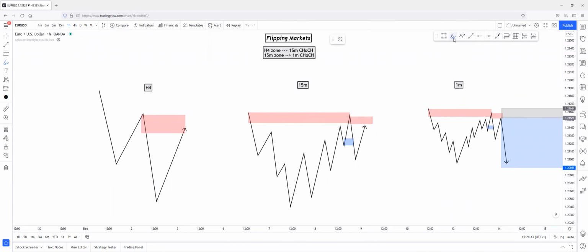So once more, if you see a 4-hour zone, you will have to wait for a 15-minute change of character inside of that zone. If you see a 15-minute zone, you will have to wait for a 1-minute change of character inside of that zone. This is a golden rule.